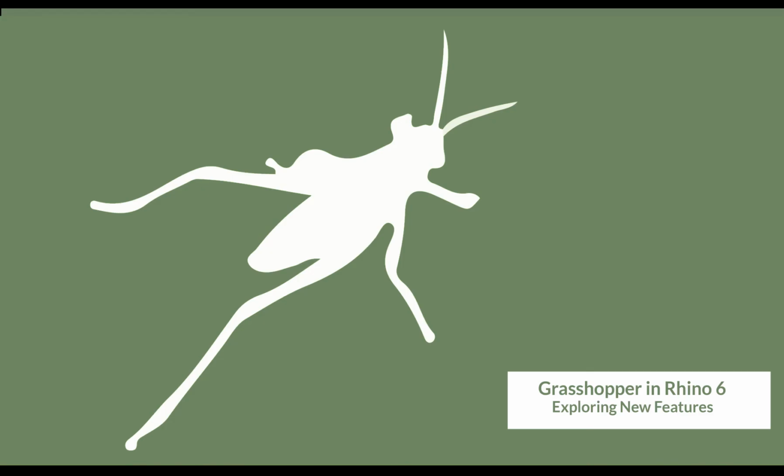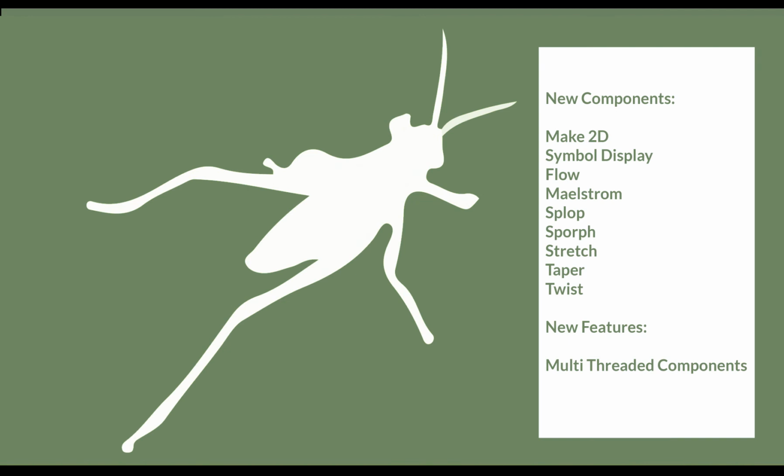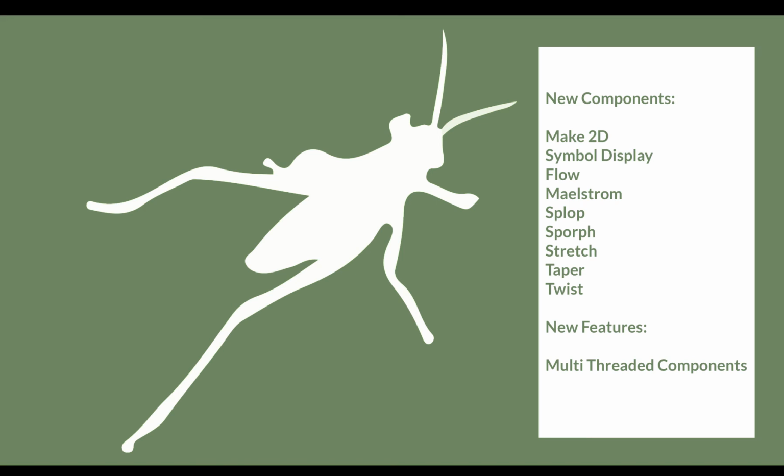Hi and welcome to our video series in which we are looking at the new features of Grasshopper within the new and shipping version of Rhino 6. You will see a list of the features we are going to explore here. And in this short video, we are going to look at spherical morph.